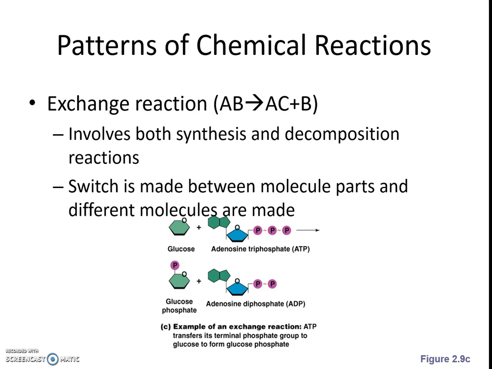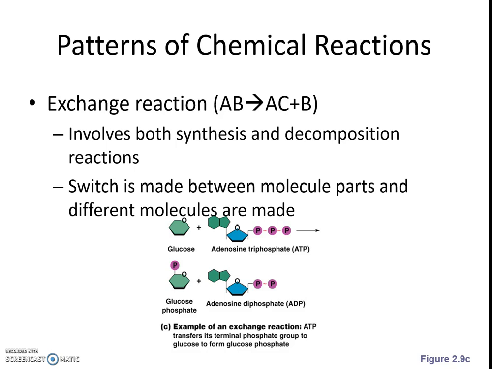Another important type of reaction is an exchange reaction, where we're doing both building and decomposition. And so we're switching parts of the molecules to do different jobs. One of the most important jobs in the body is to use energy, and we use energy in the form of ATP, and we release energy by breaking off the end phosphate group. And then we have to restore that back later so we can restore the energy.